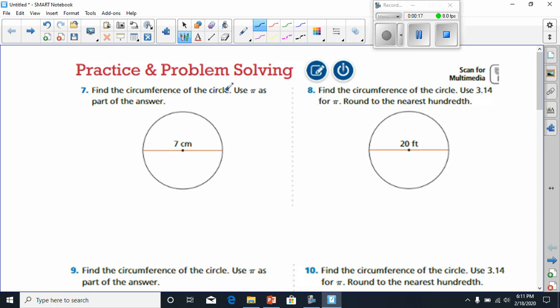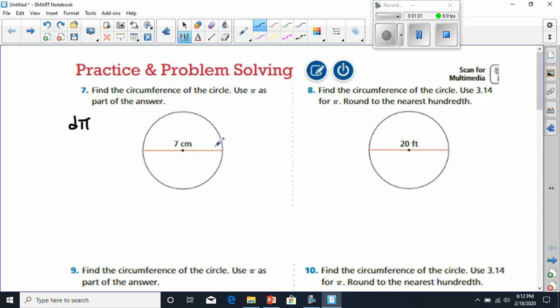Since they want us to use pi for part of the answer, we have to remember, what is the formula for the circumference of a circle? Well, it's the diameter times pi. Remember this from class, because we said the diameter, which is the length across the circle going through the center from end to end, multiplied by 3.14, means it goes around the circle 1, 2, 3.14 times. So pi stands for 3.14.